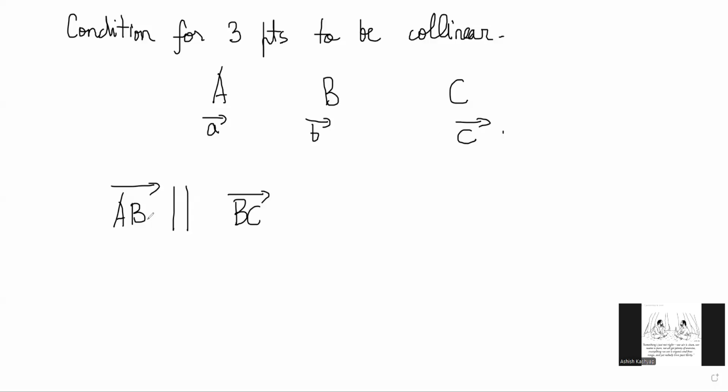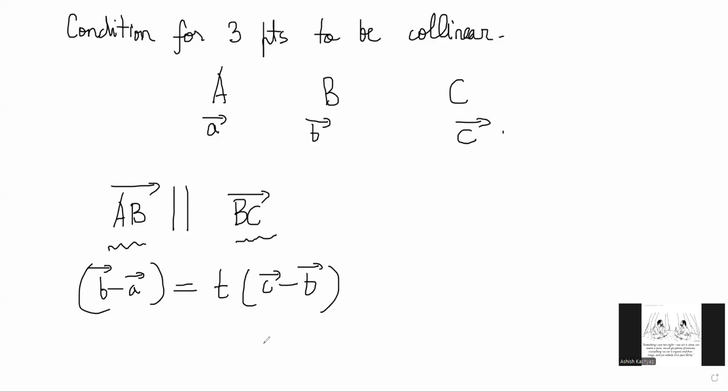Correct? Do you understand that this much is enough to say the lines are collinear? So you can say B minus A should be equal to T times C minus B, right? And let's simplify this a little bit and see what comes from here. So we'll get B minus A minus TC plus TB is equal to 0.